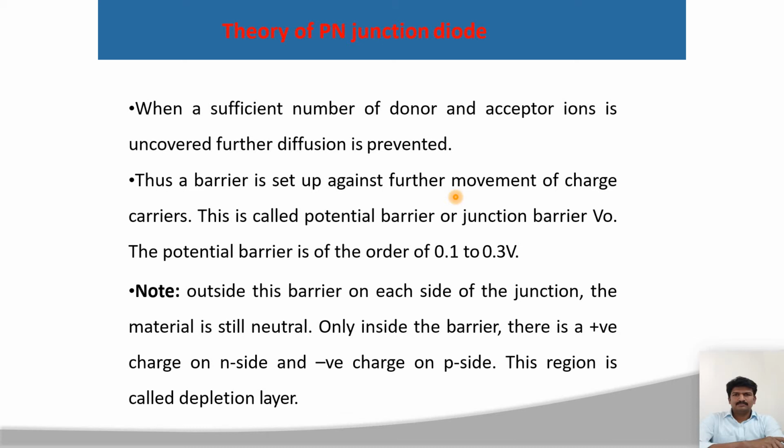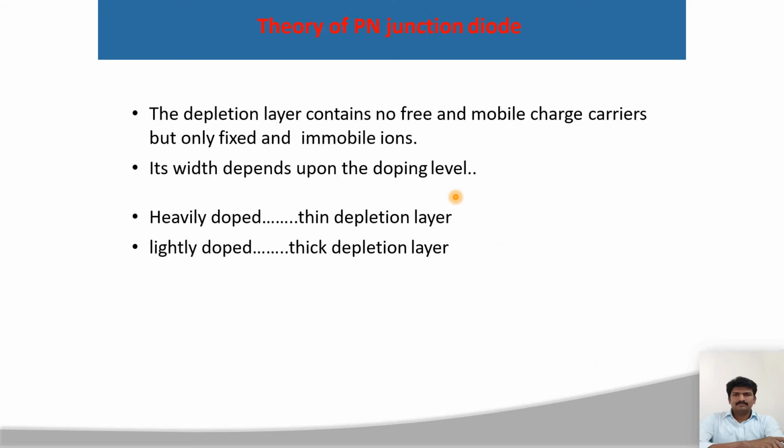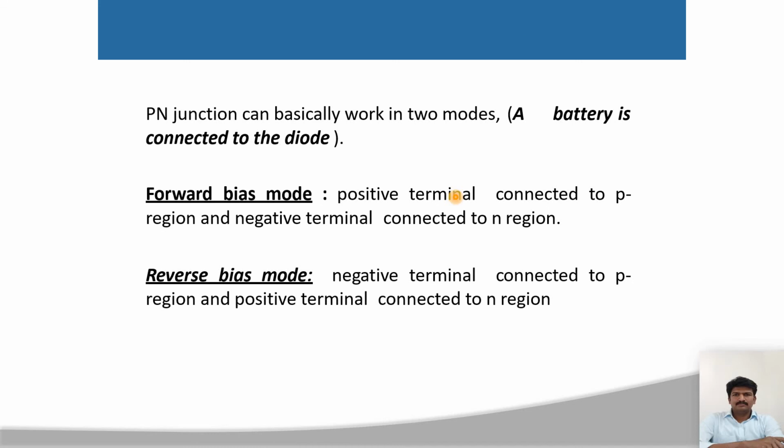The potential barrier is of the order of 0.3 volts to 0.7 volts. Outside this barrier, on each side of the junction, the material is still neutral. Only inside the barrier are there positive charges on the N side and negative charges on the P side. This region is called the depletion region. The depletion region contains no free and mobile charge carriers, only fixed and immobile ions. Its width depends upon the doping level. Heavily doped means a thin depletion layer. Lightly doped means a thick depletion layer.